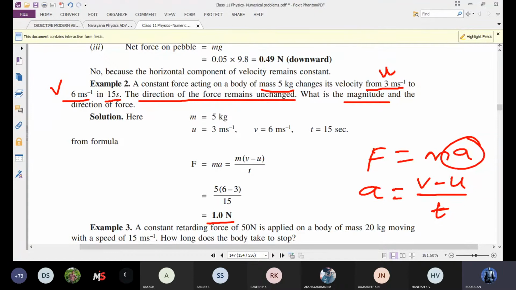Okay, second problem you can try now. A constant retarding force of 15 Newton is applied on a body, F value 15 Newton, applied on a body of mass 20 kg moving with a speed of 15 meter per second. How long does the body take to stop? Try yourself. Whether it is wrong also, no problem. Keep doing it.